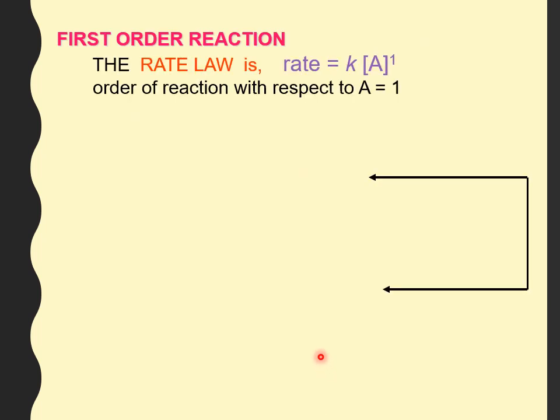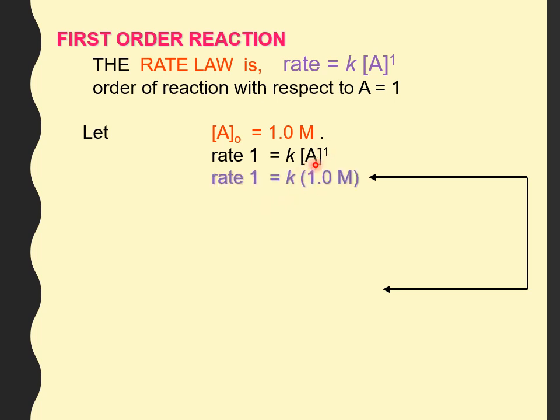First order reaction is when we have rate equals K concentration of A to the power of 1. The order of reaction with respect to A equals 1. Let's say we have A naught, the initial concentration of A, equal to 1 molar. Rate 1 is K concentration of A to the power of 1. This is first order reaction. And now we know that the concentration of A is 1 molar, given here. So we put 1 molar here.